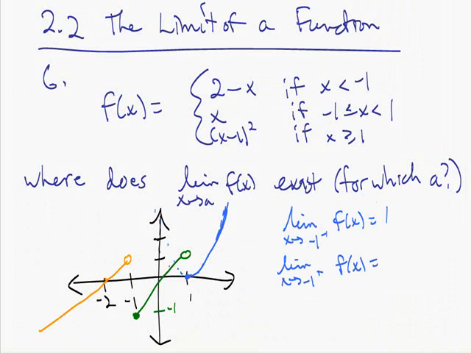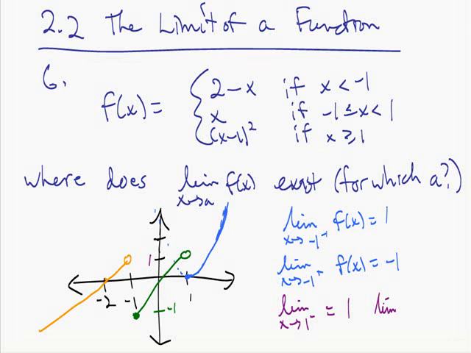of f of x, let's see, if we approach negative 1 from the right, we're on this green function, and we get closer to negative 1. What about the limits as x approaches positive 1 from the left? Well, as we approach positive 1 from the left, we're on this green function here, the center function, and we're getting closer and closer to a y value of positive 1.